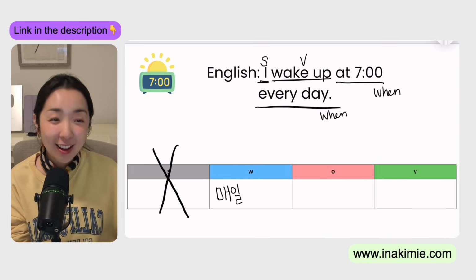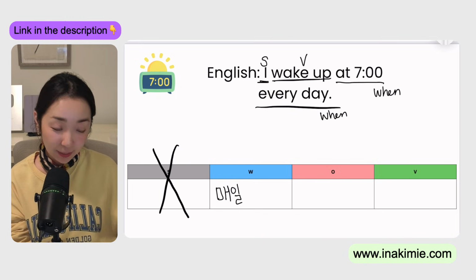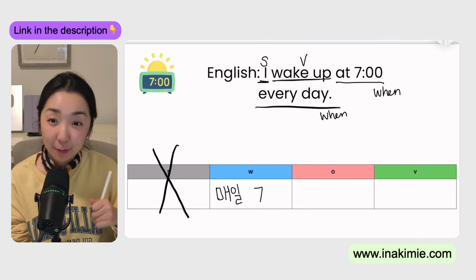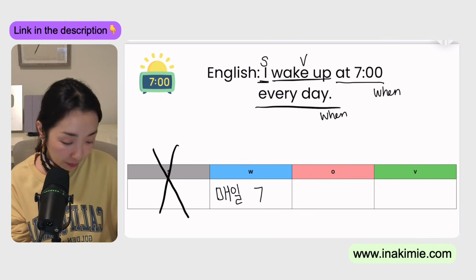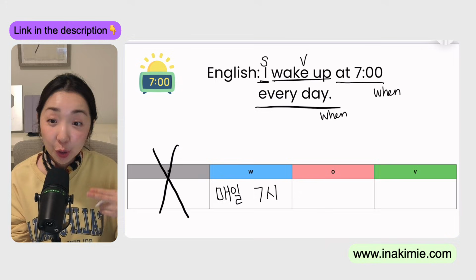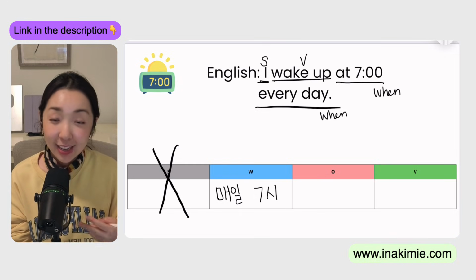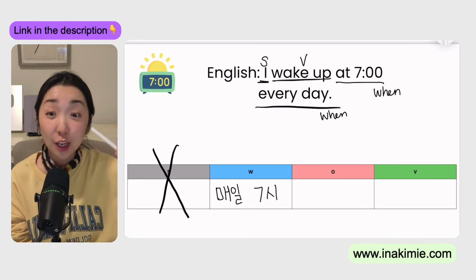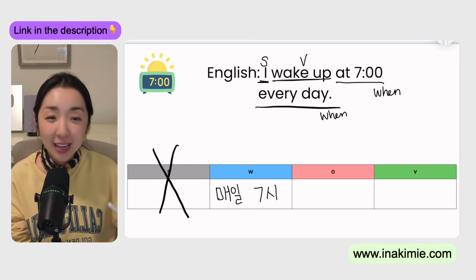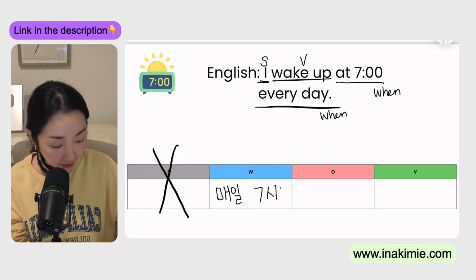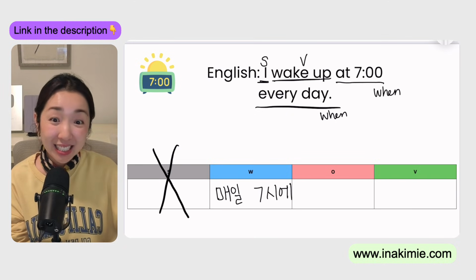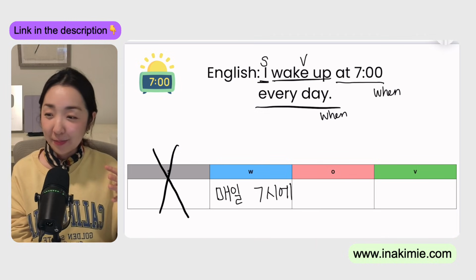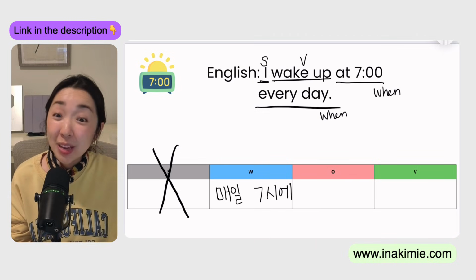Now, 7 o'clock is 7시. So 일곱, this is native number Korean. 일곱. And then I'm going to put 시. This is the measure word for counting hours. So it goes 1시, 2시, 3시, 4시, 5시, 6시, 7시. 매일 7시. And then I need a particle, 에. This means at in Korean. It can mean in, it can mean on, it can mean many things for at because it's a location marker.